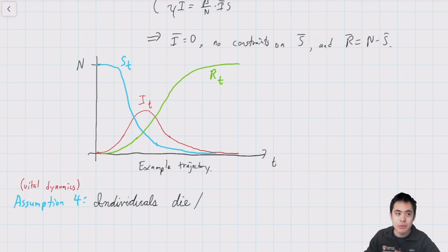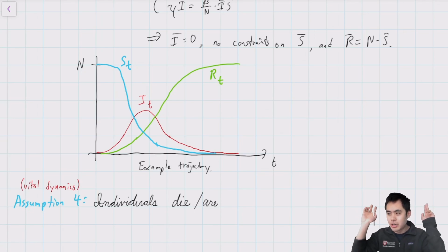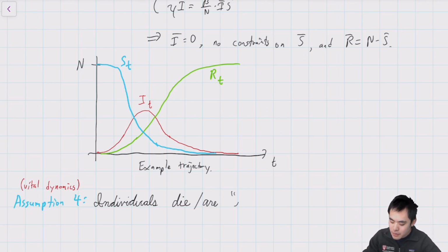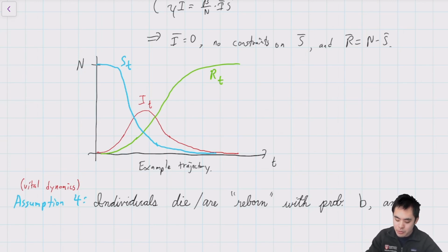So it turns out that when you do that, you get this weird sort of condition, which is that individuals die and are reborn with some probability, because when an individual dies, a new child has to be born to replace them, or you wouldn't have constant population size. Let's call that probability B. And whenever an individual is born, they're born susceptible. They clearly aren't recovered since they've never had the disease, and we're going to assume that they aren't born with the disease.